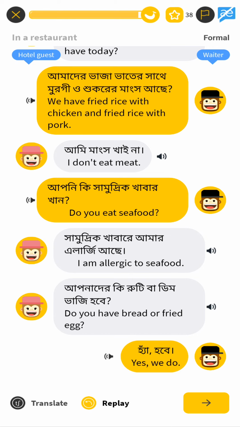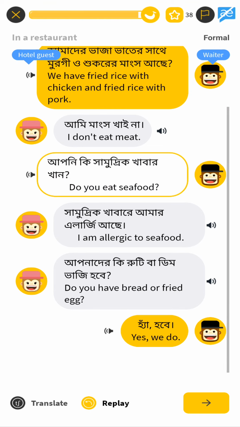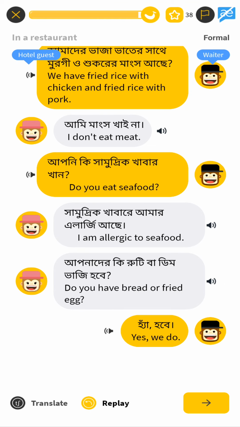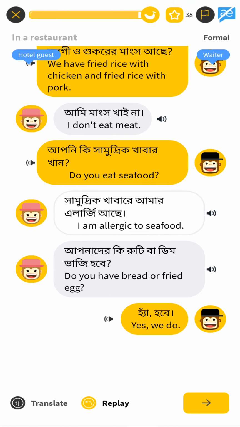Apni ki samudrik khabar khan? Samudrik khabare amar allergy ache. I am allergic to seafood. Apnader ki ruti, which is bread. Ba, I don't know what that means.